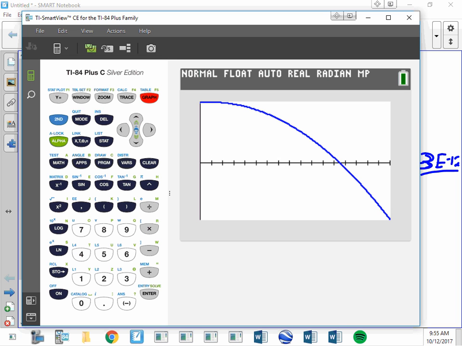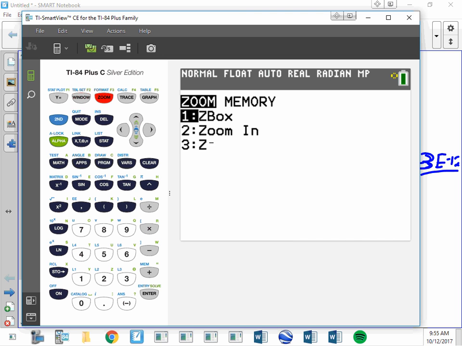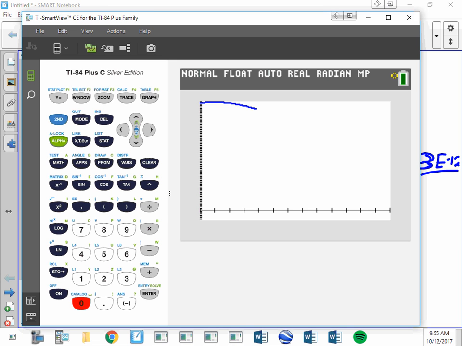if I look at my graph, part of this graph doesn't make any sense at all. What part doesn't make any sense? The negative. So I'm going to count back. If this is 18, 17, 16, 15, 14, I'm going to change my window, and I'm going to stop at 14. And I'm going to zoom fit again. That way, this really is a terrible question. Okay?